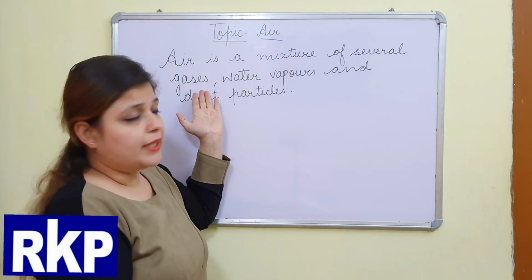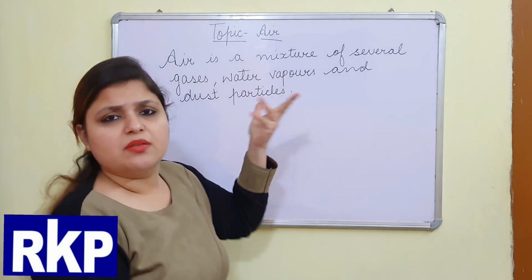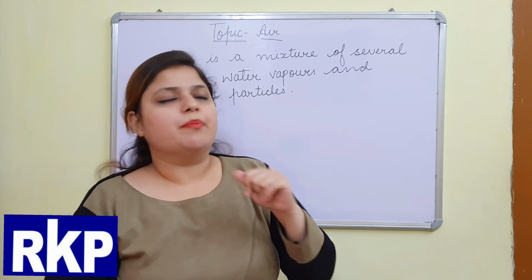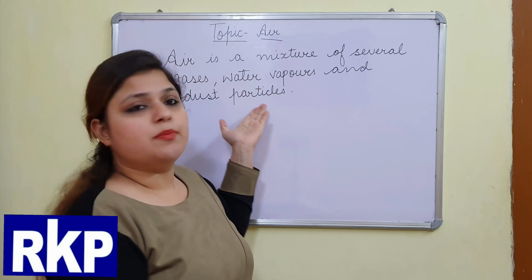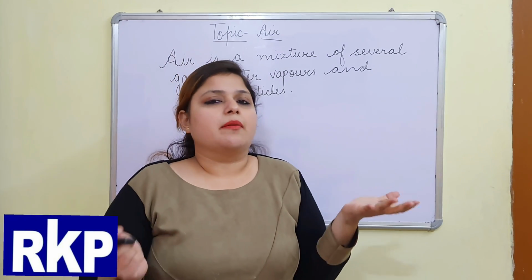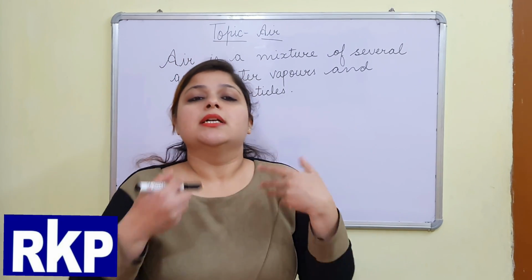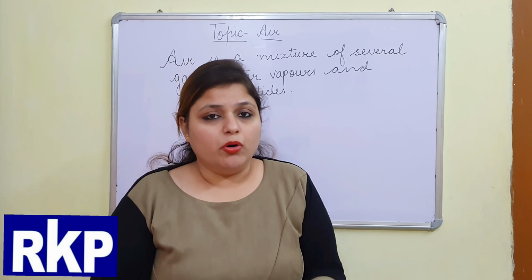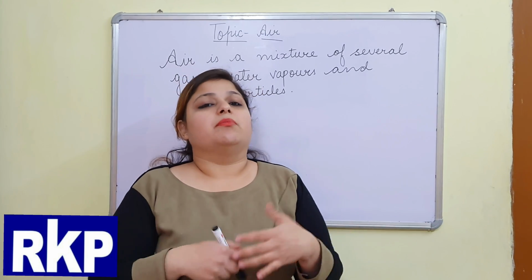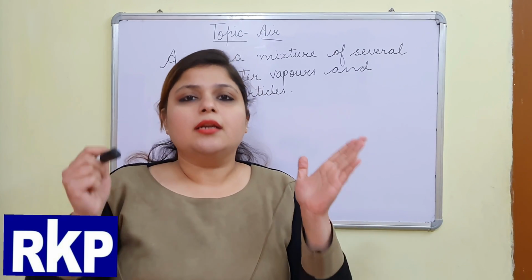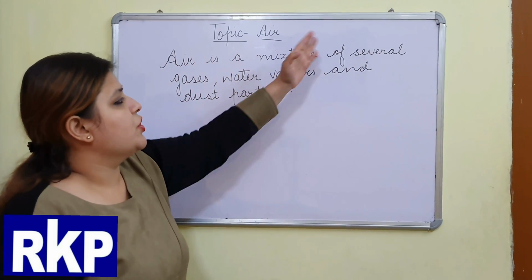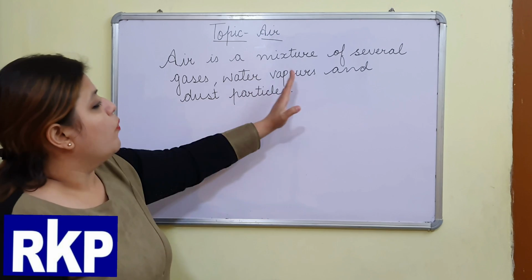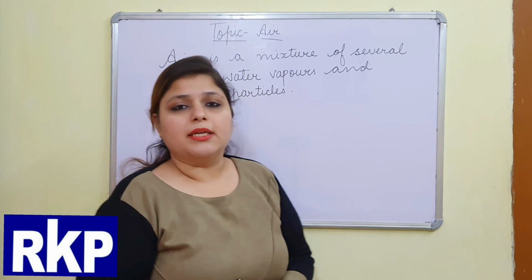Gases, you all know what are gases. What are water vapors? Water vapors are the gaseous form of water. And dust particles are present everywhere around us. At some place they will be more in amount, at some place they will be less in amount, but they are present. So what is air? Air is a mixture of several gases, water vapors and dust particles.